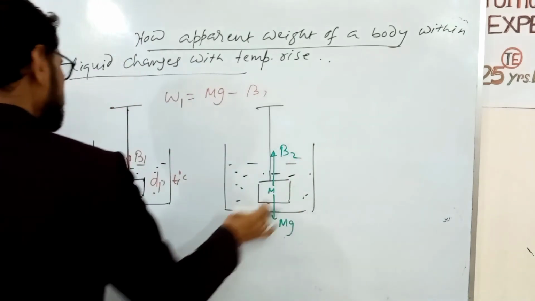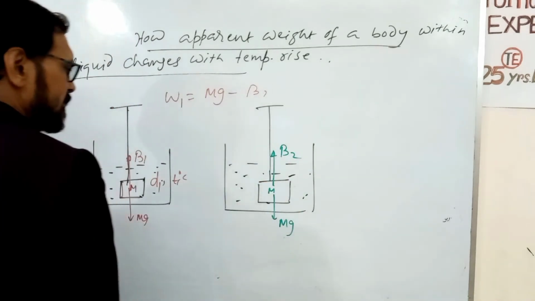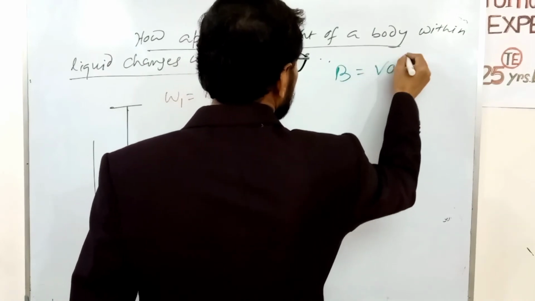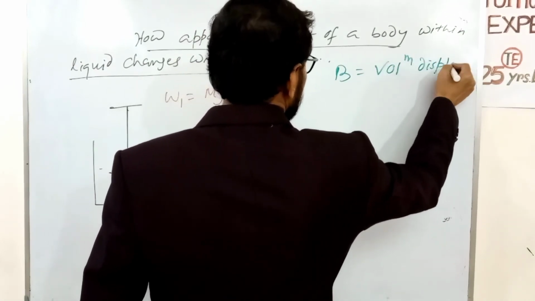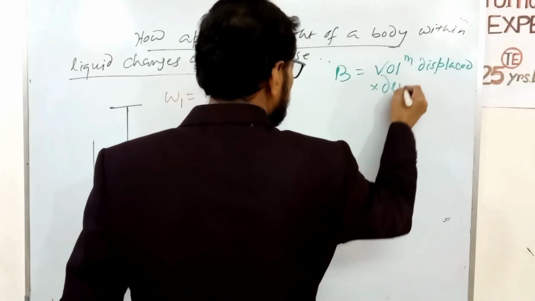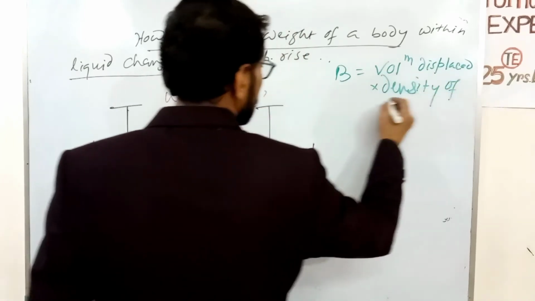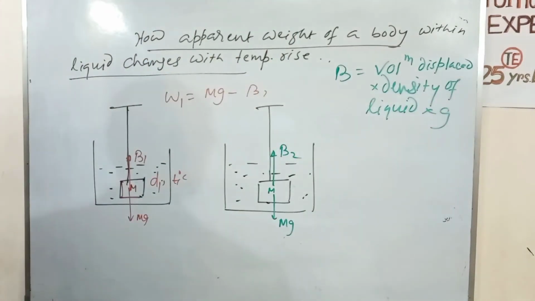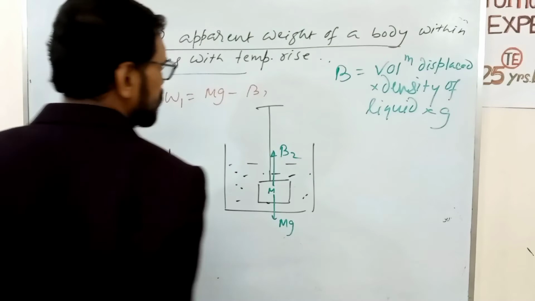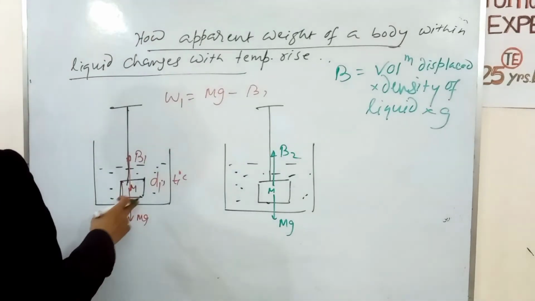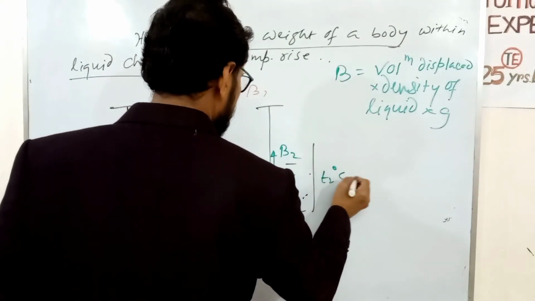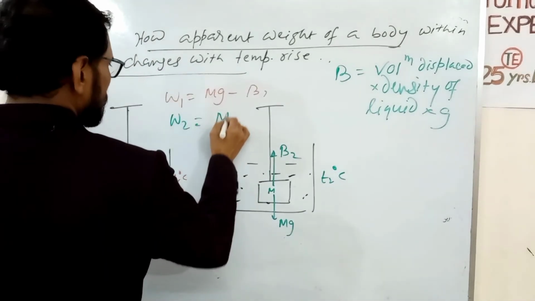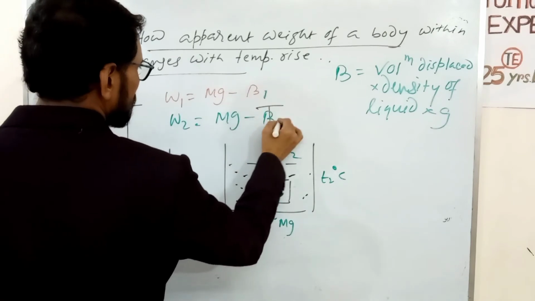As the density changes and the volume of the body also changes, the buoyancy changes, because the buoyancy force equals the volume displaced, that is the volume of the displaced liquid, into the density of the liquid into g. So this is at T degrees centigrade. Now the apparent weight W2 equals mg minus B2, where the earlier one is B1.